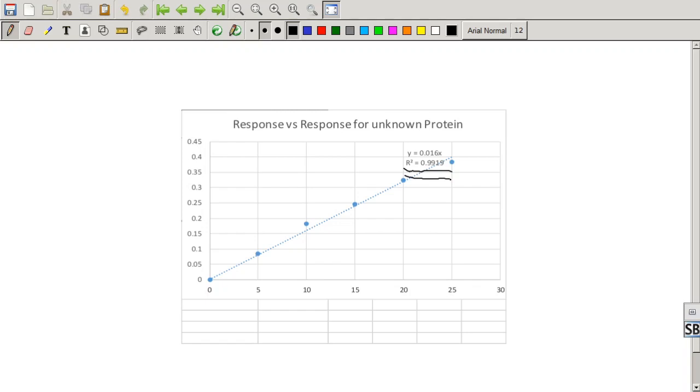Okay. So now here's the other question. If I have a solution that has a response, or I have a sample that has a response of 0.2, how could I find the mass of the protein in that sample? And I made a blunder here as well.